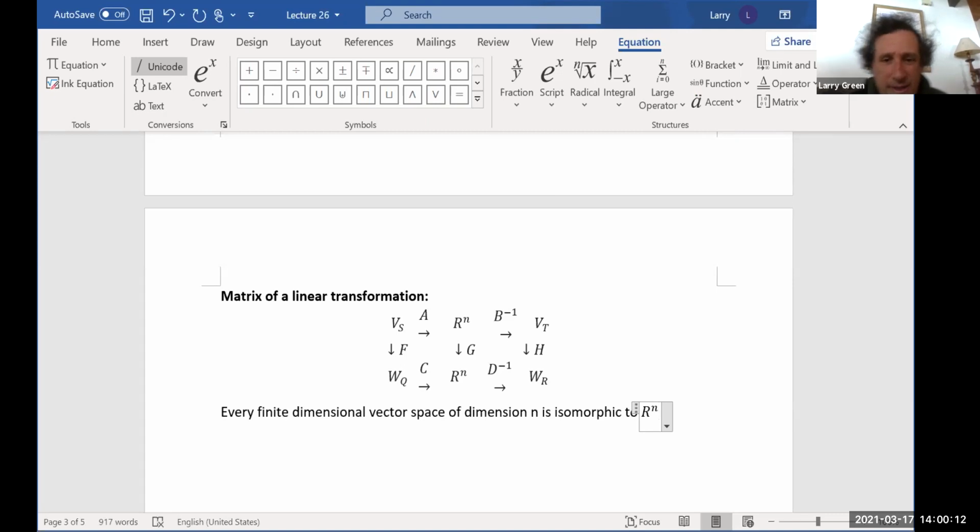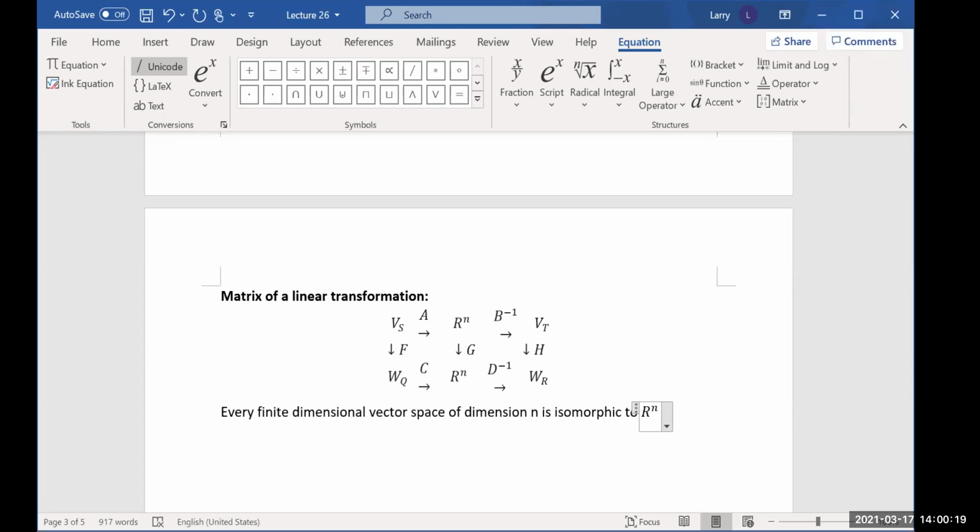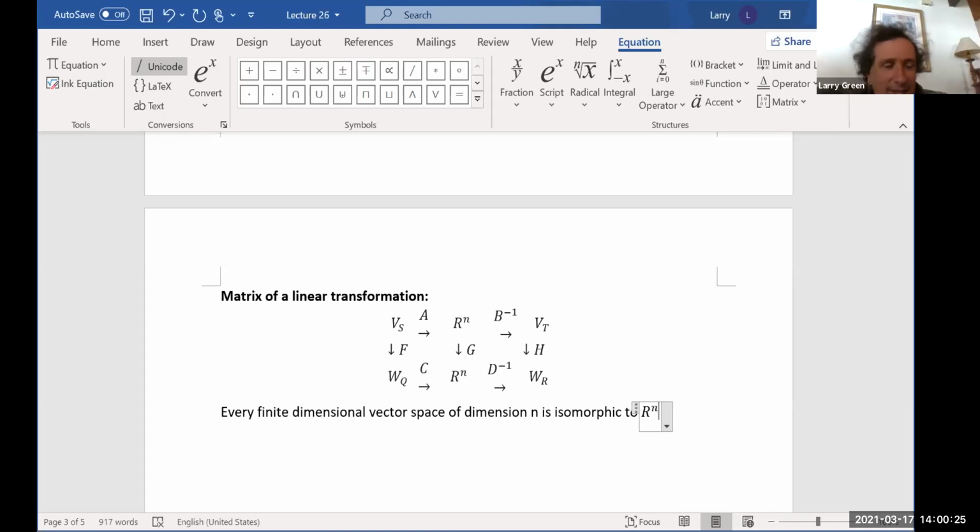Why is that true? Because we have that theorem that said if they have the same dimension, they are isomorphic. Exactly. And I hope you all know the dimension of Rn is n. So if you have a vector space of dimension n, then it has to be isomorphic to Rn. Is that clear? Okay, so every finite dimensional vector space of dimension n is isomorphic to Rn.